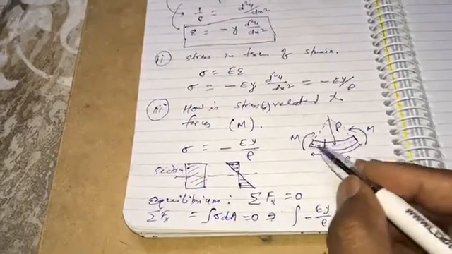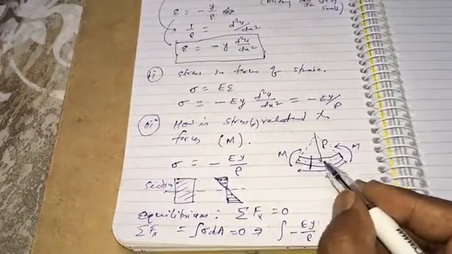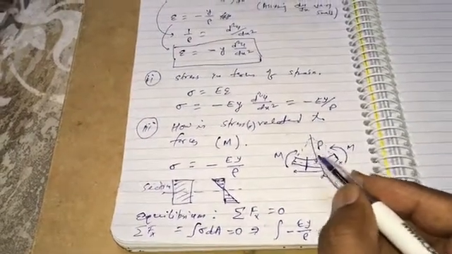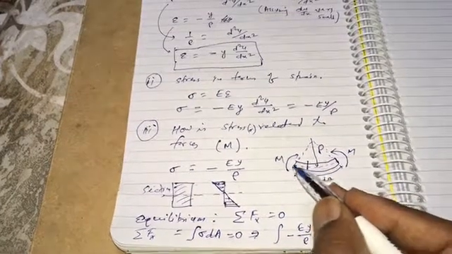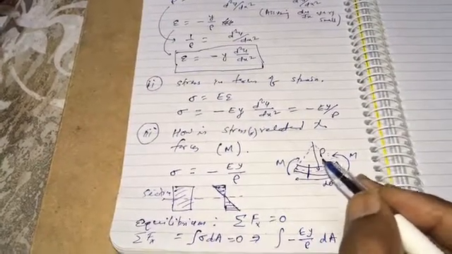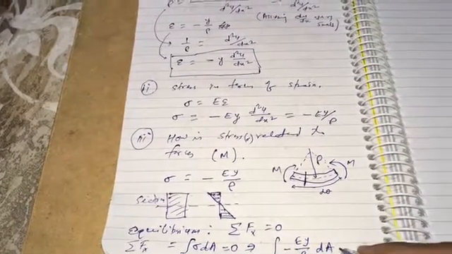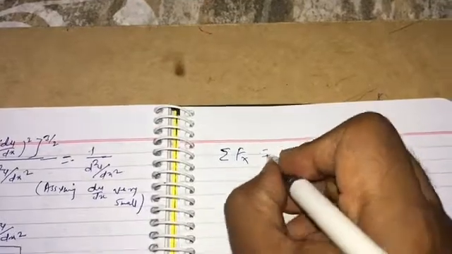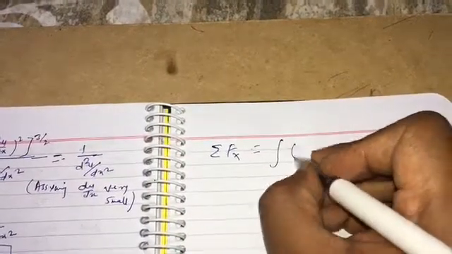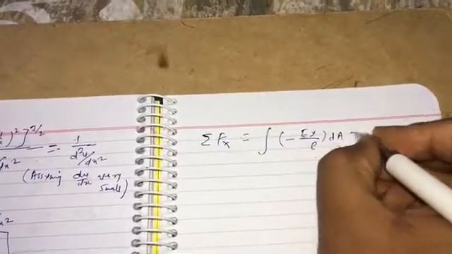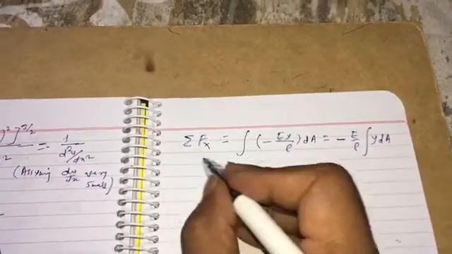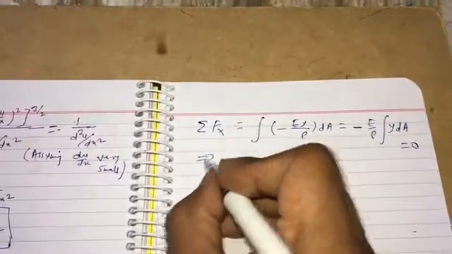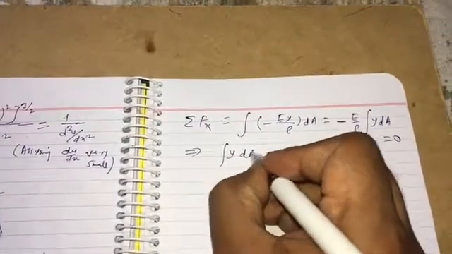Now this is a very small portion of the beam. Rho can be considered constant, and E is constant for the whole element of length rho d theta. So what we get simply is the total force Fx equal to the integral of minus E y over rho dA. E and rho are constant, so minus E over rho, and you get the integral of y dA, and you know that the total has to be equal to 0. So that really means the integral of y dA equals 0.